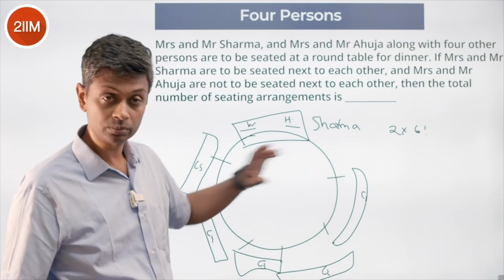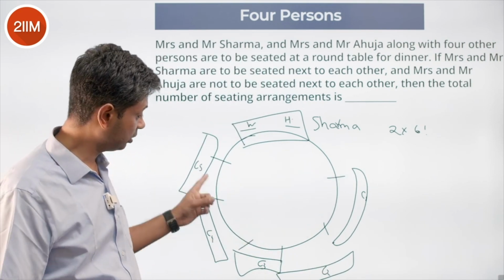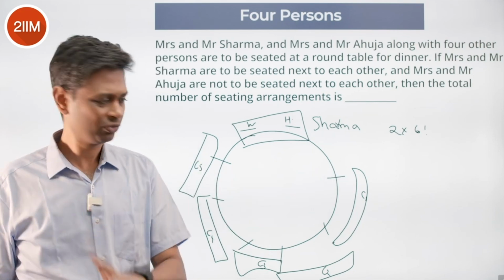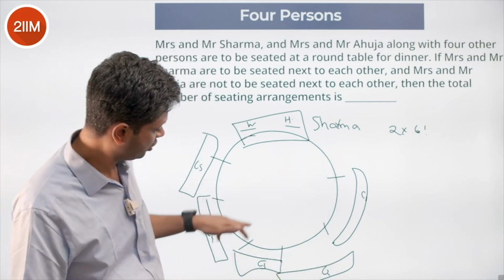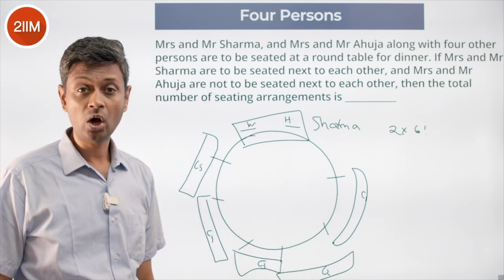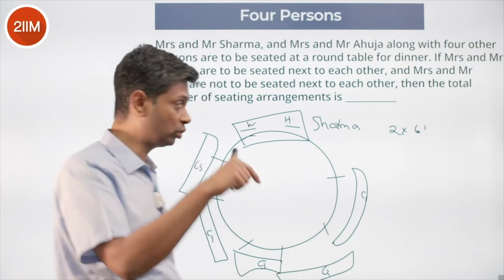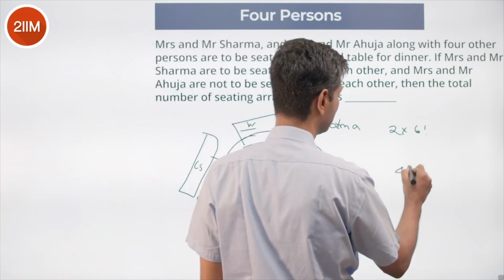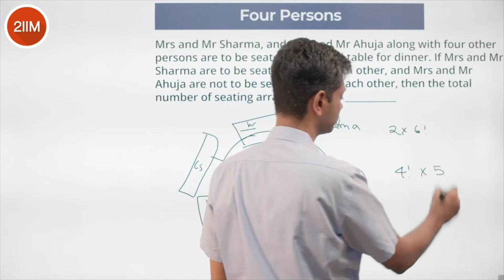Assume they are in these 2, then there are 4 seats remaining, 4 people, 4 factorial ways. If they were in these 2, 4 seats remaining, 4 factorial ways. So the number of ways that I should not count is 4 factorial into 5.